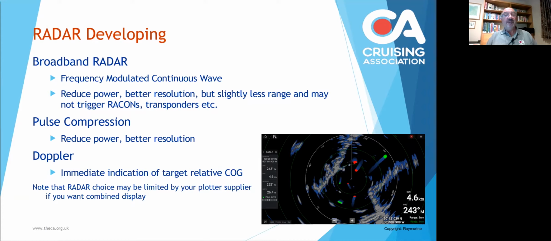So Doppler gives you an immediate indication of a target's relative course over ground compared to you. So if we look at the image on the right, the green blobs are objects which are moving away from you, and the red blobs are objects that are coming towards you. So it gives you an immediate indication of which is which.